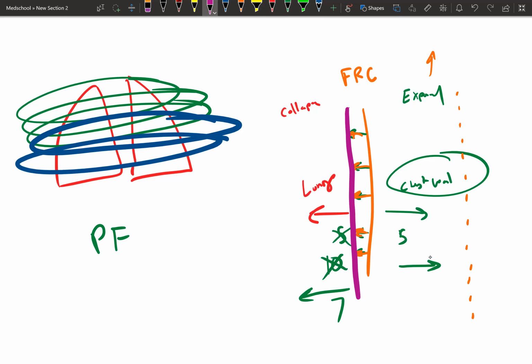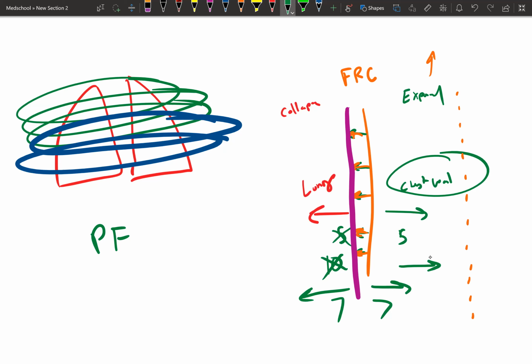Now FRC, which was at the level of the orange, is now at the level of the purple, where now you've got an outward of 7 and 7. It's the new balancing point. Okay, so that's pulmonary fibrosis.